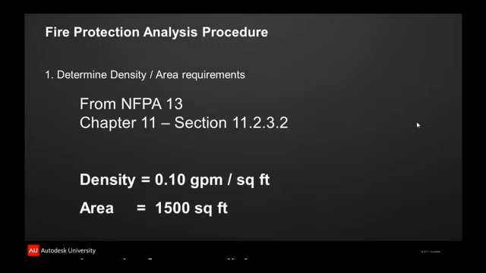Step one of our procedure was to determine the density and area requirements, and if we consult NFPA 13, Chapter 11, we can find that for a light hazard classroom type of application, the required density is 0.1 gallons per minute per square foot over each one and every one of the 1,500 square feet of the most remote area. There are actually some deductions that you can take for elevation and flatness of the ceiling, but in this example, we're going to go ahead and use the 1,500 square feet.